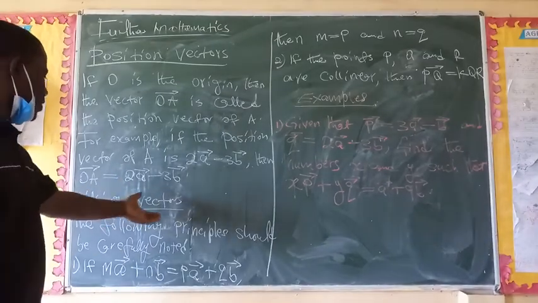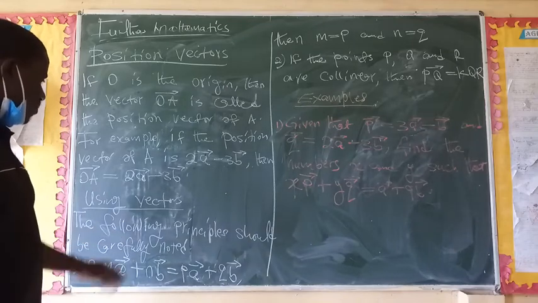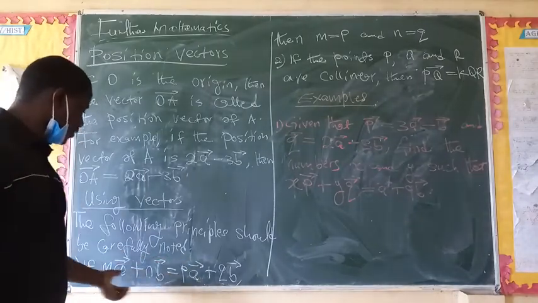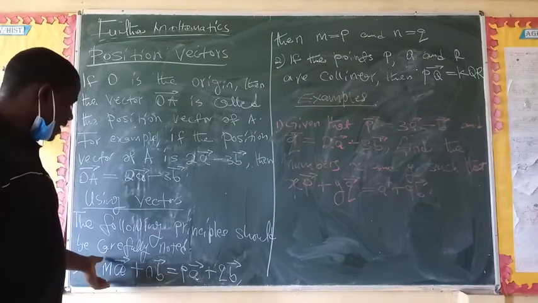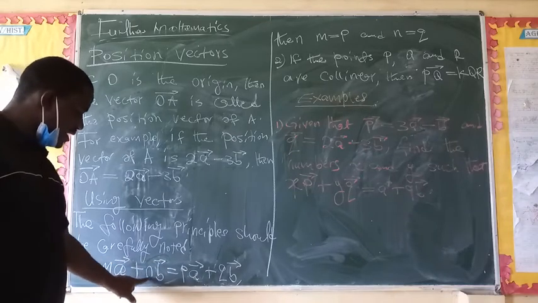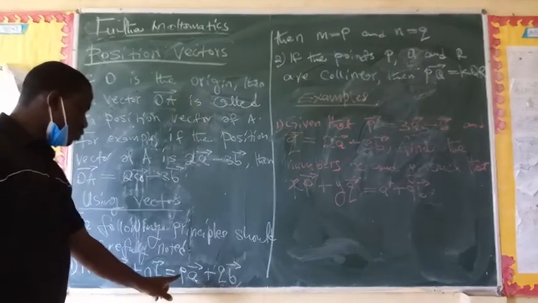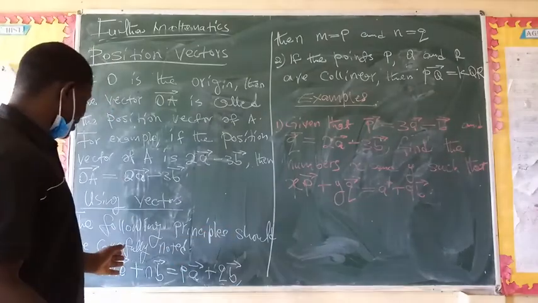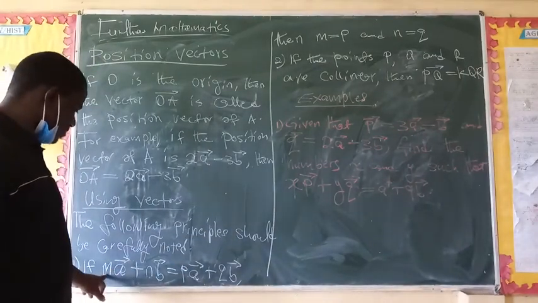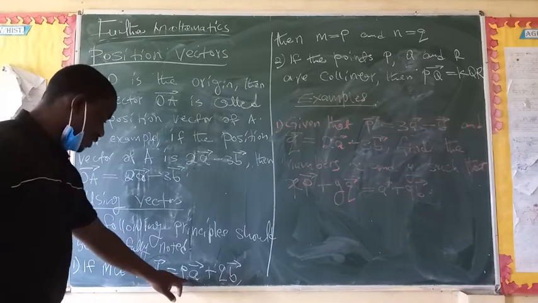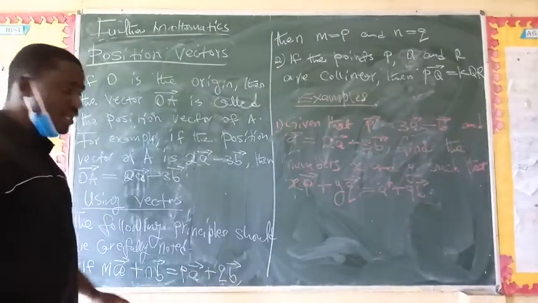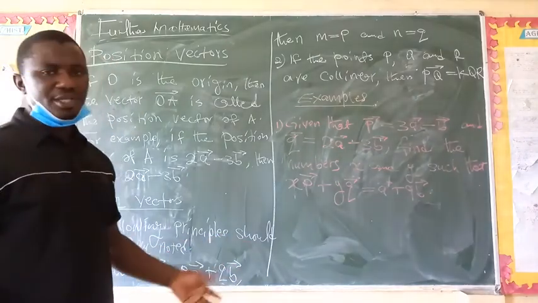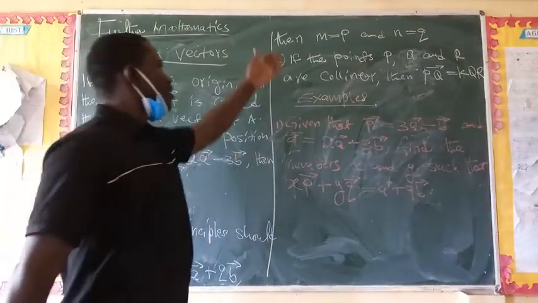So now, I'm going to be using vectors. Using vectors, the following principles should be noted clearly. If two vectors are equal, for instance, this vector equal to another vector, M vector A plus N vector B is equal to P vector A plus Q vector B. They are equal, right? If they are equal, then I can take the coefficient of vector A. Here it is M, and there it is P, sorry. So M will be equal to P. If you have this kind of relationship, then M is equal to P, N is equal to Q. Everybody should know that, okay? That is very important.